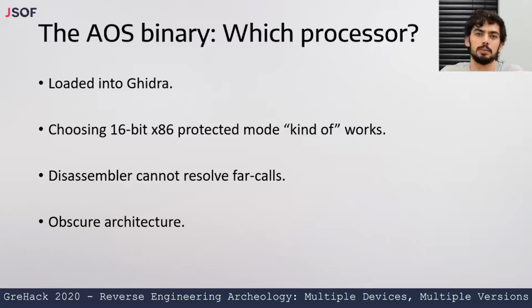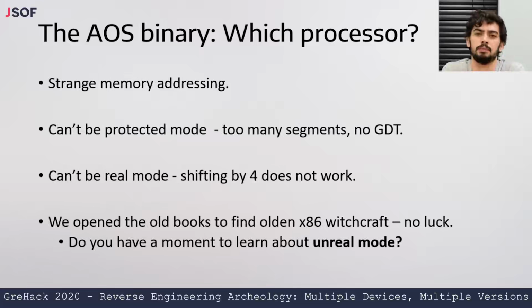The disassembler didn't manage to resolve far calls in the code, and we didn't have many xrefs. So we understood that maybe our processor module is not a great fit. And the memory addressing in particular looked very strange. We saw x86 opcodes, but the segments didn't check out. We figured it can't be protected mode because there were a ton of segments and we couldn't find the GDT in any of the firmware files.